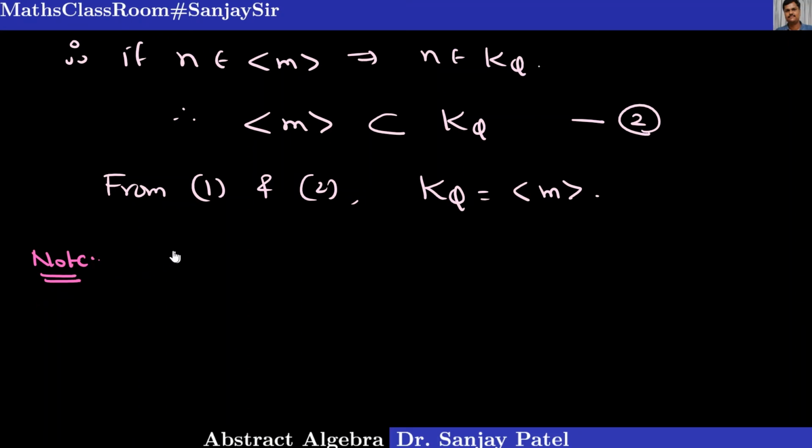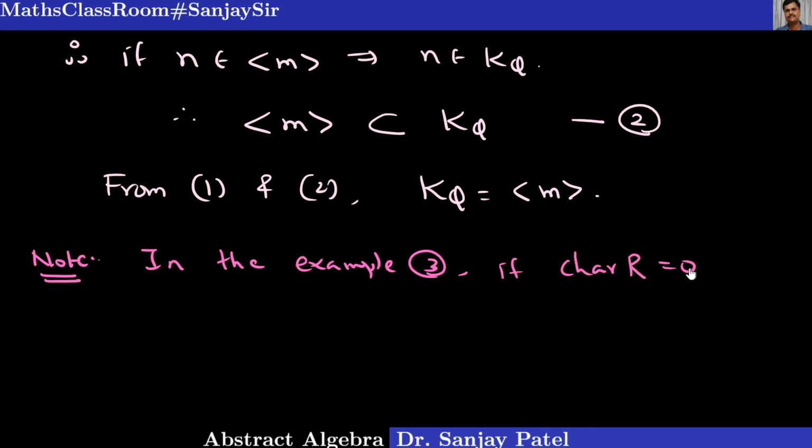Just a simple thing. In this example number 3, if characteristic of R is 0, that is, R is of infinite characteristic, then prove that the kernel of phi is nothing but singleton 0. That will be an easy exercise for you. You can prove this in a similar way. So this way you can find the kernel of a homomorphism.